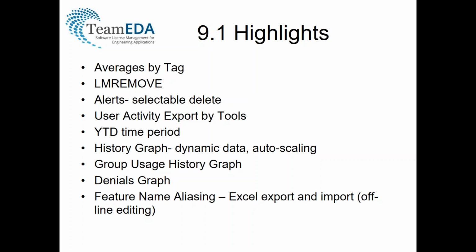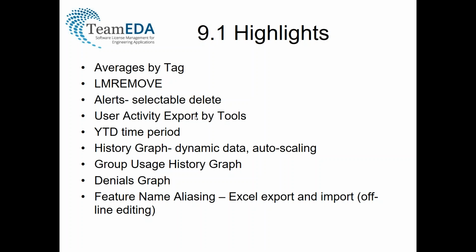Some highlights of what's in 9.1. I'm actually going to show you all of these things. Averages by tag. You should know that there is an averages report under the history tab. That's comprehensive. We now have averages by tag. We have added LM remove. So if somebody is camping on a license and you want to take it away, you can use the LM remove if you have the proper permissions.